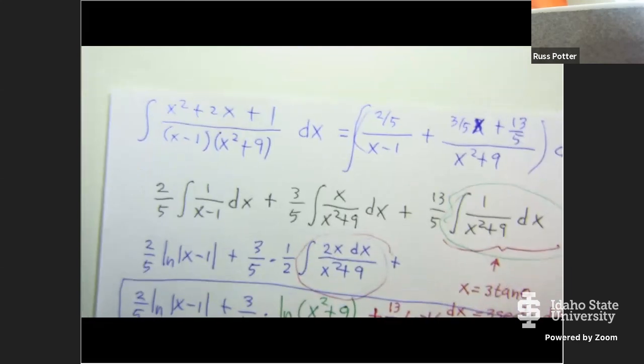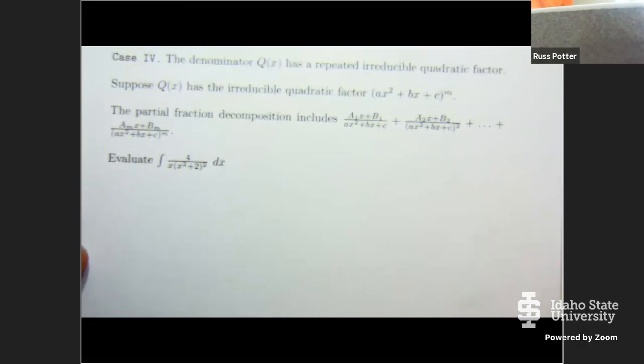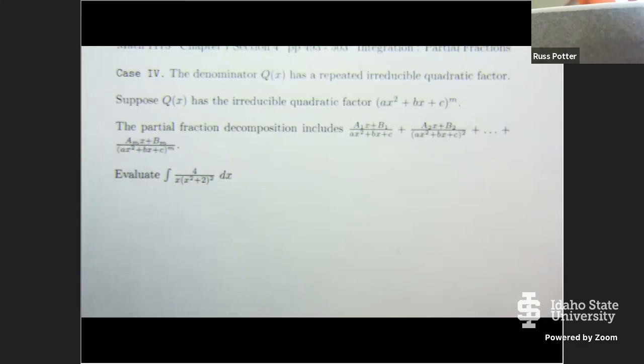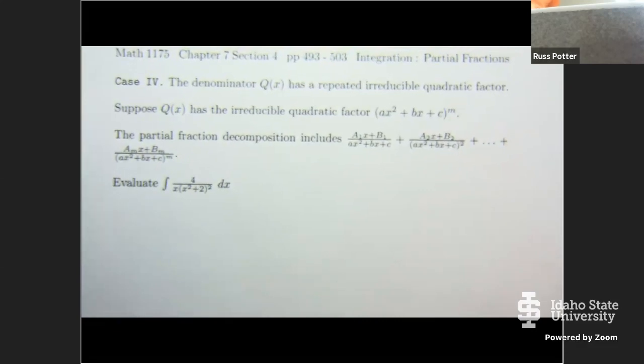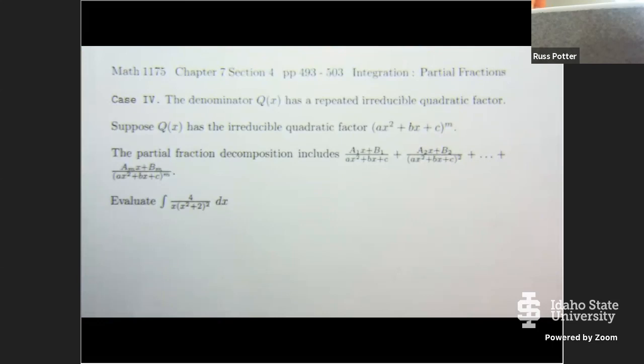Let's take a look at case 4. Okay, case 4: the denominator q of x has a repeated irreducible quadratic factor. Suppose q of x has the irreducible quadratic factor ax squared plus bx plus c raised to the power m.